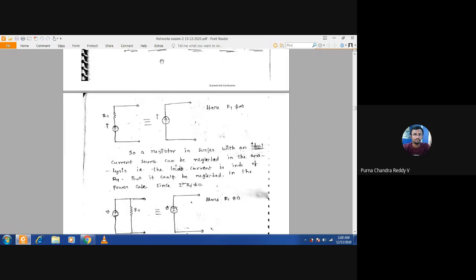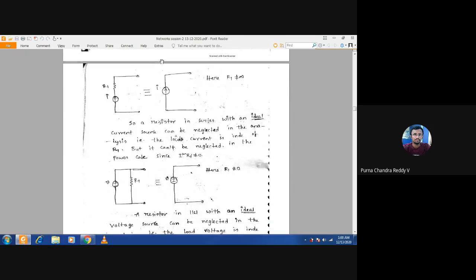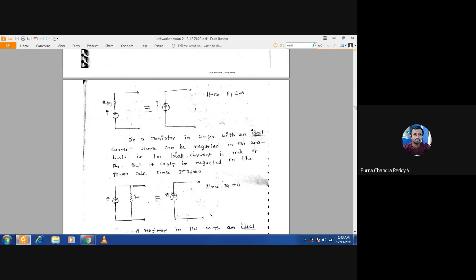Okay, thank you. So the equivalent circuit with respect to the source's point of view: these two are equivalent, right? Because the two are connected in series, the current flowing through this is the same, as long as R1 is not equal to infinity. A resistor in series with an ideal current source can be neglected in analysis.